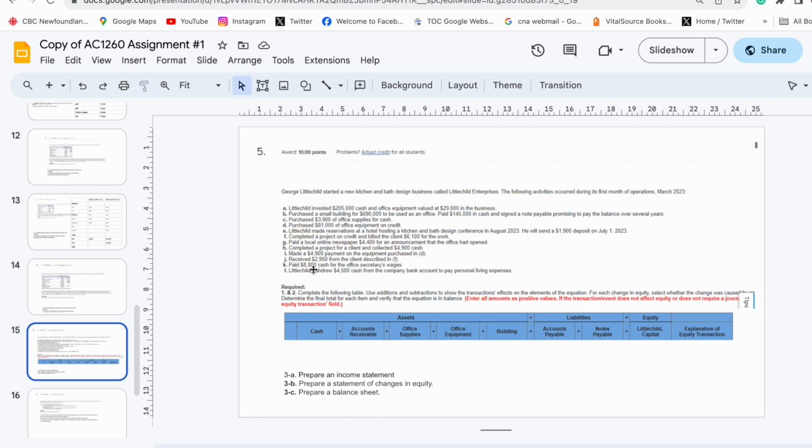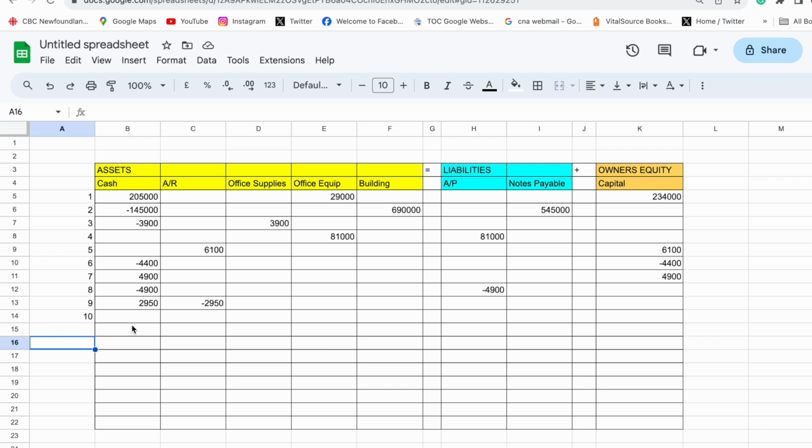Paid $8,800 cash for office secretary's wages. Make sure that's right, $8,800 cash. So cash is going to go down by $8,800. And in this particular case, this is an expense out of the business, and the expense would draw money down from his equity.